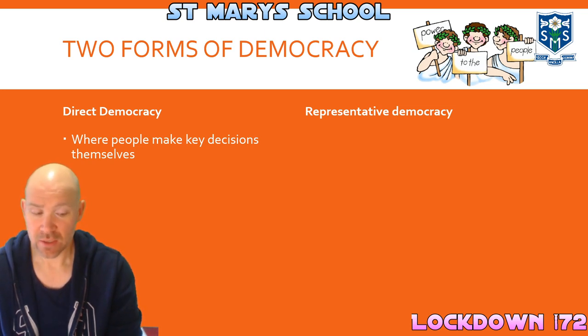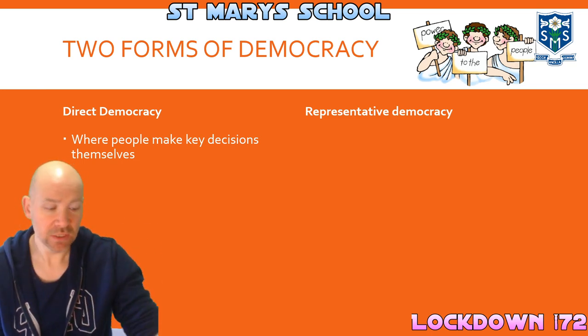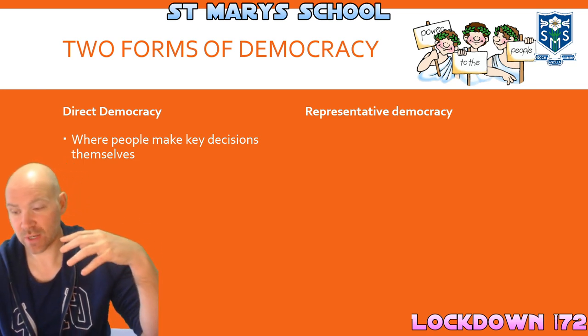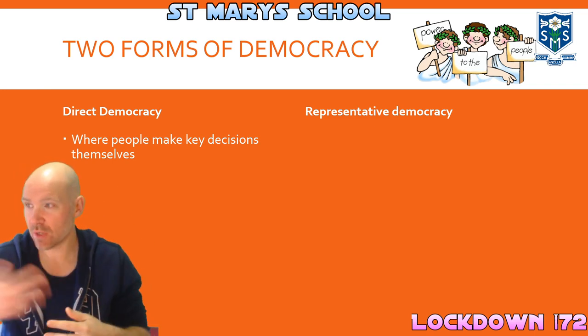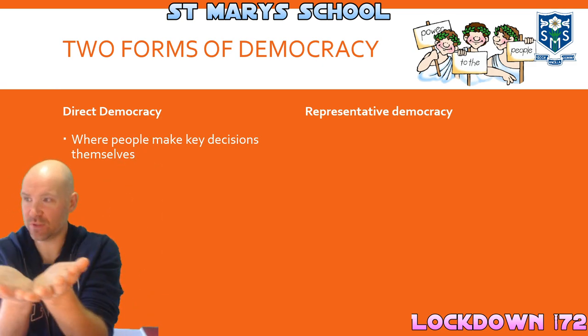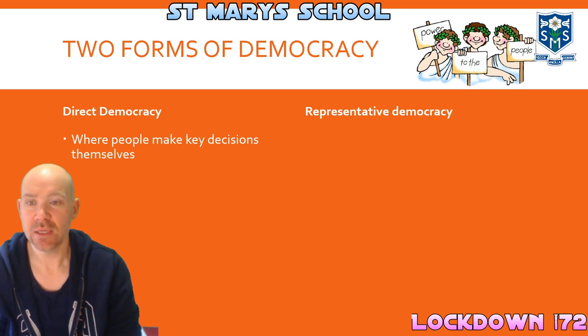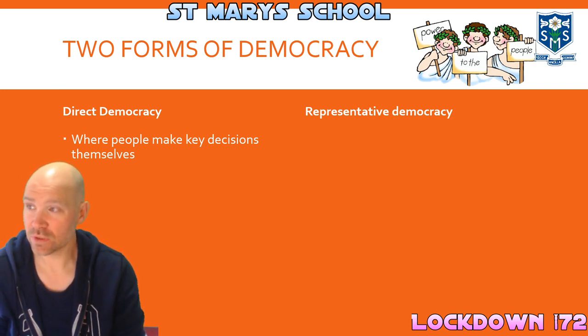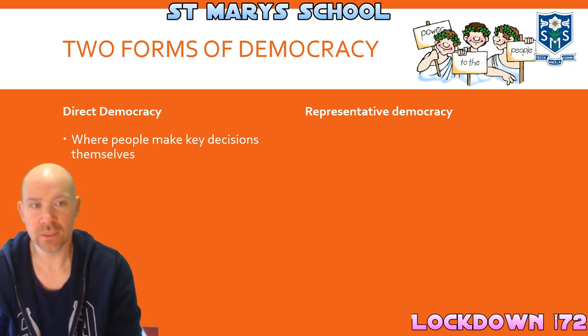The idea being, think of referendums taken to the absolute maximum. Rather than having one referendum every 10 years or so on AV or Brexit or Scottish independence, imagine that referendums were a common thing. Or maybe you go to vote and you have a whole pamphlet of decisions, and you say yes to this, no to this, yes to this, no to this. That is what a direct democracy would be like: all of the people in charge of all of the decisions.